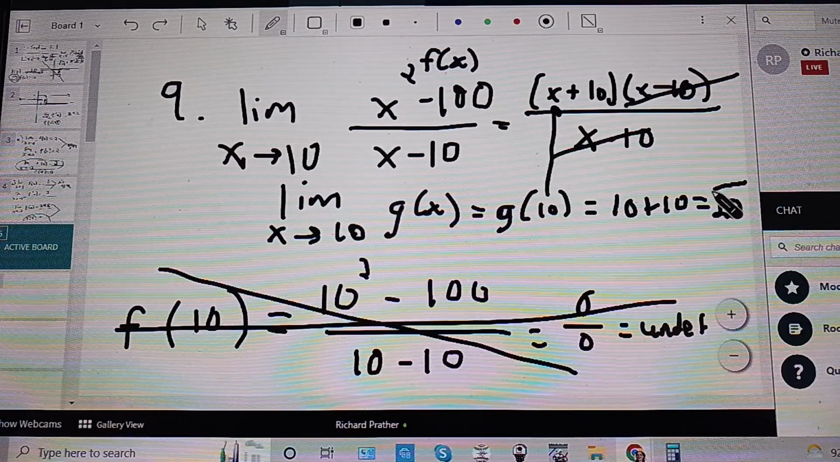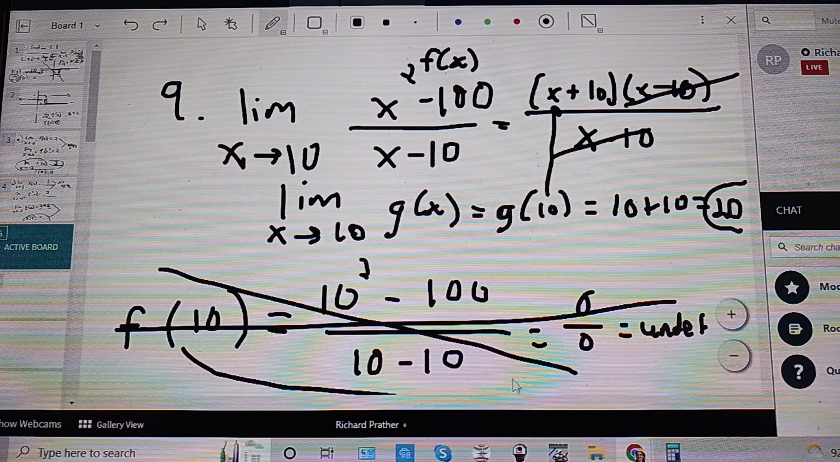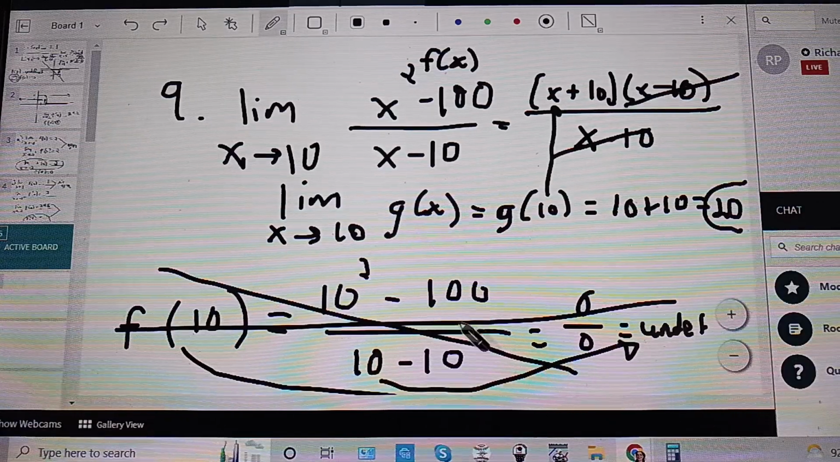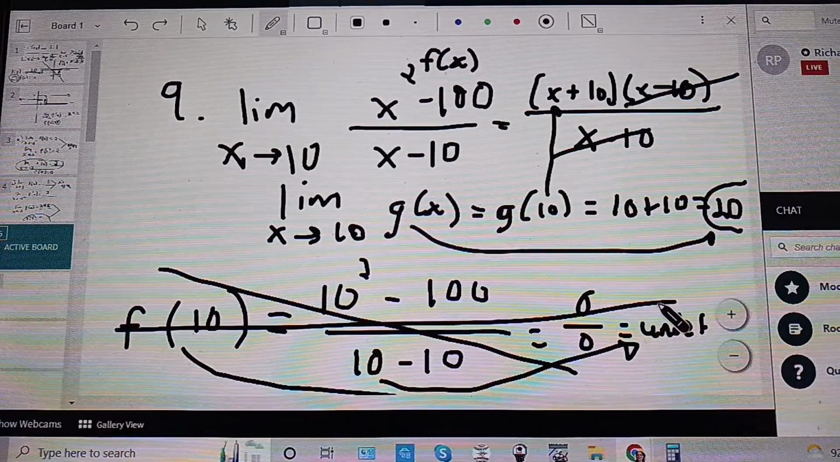So it's a technique to find the limit of a rational function. You're actually doing it from a simplified version of the rational function. And even though that creates a different function answer, the original function answer was undefined, and the new function answer is 20. Those don't really seem to agree with each other. That's okay. In limits, they still will agree with each other.